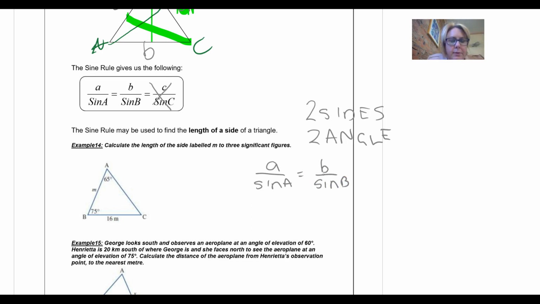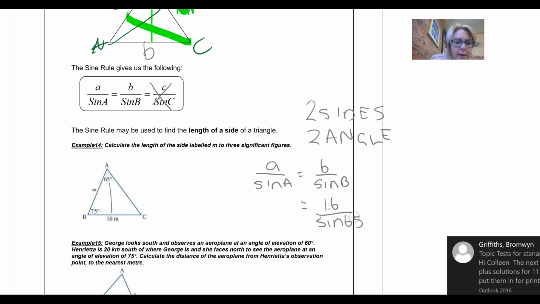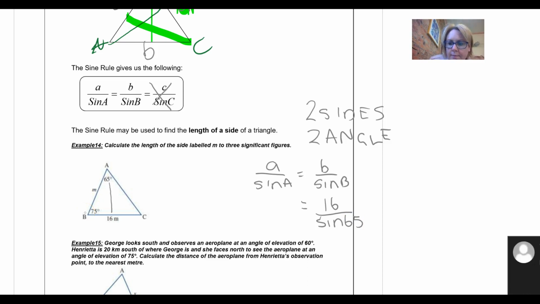Now, this one here, we're just practicing it. So it says find the length of the side m. 65 is opposite 16, so I've got one pair. So I'm very happy. I'm going to write them in here. 16 is the side, 65 goes with the angle. Now m is opposite this angle here. Well, how do I find that?